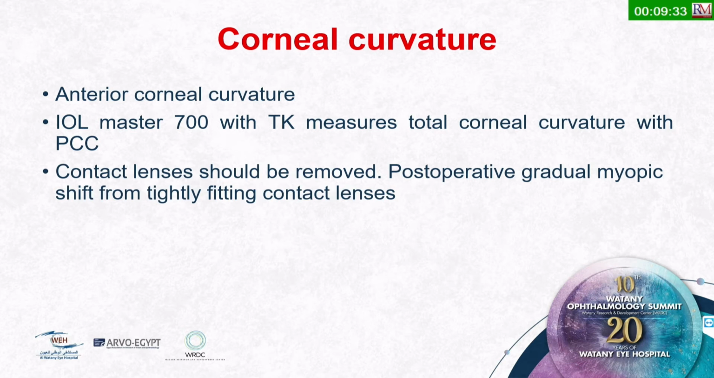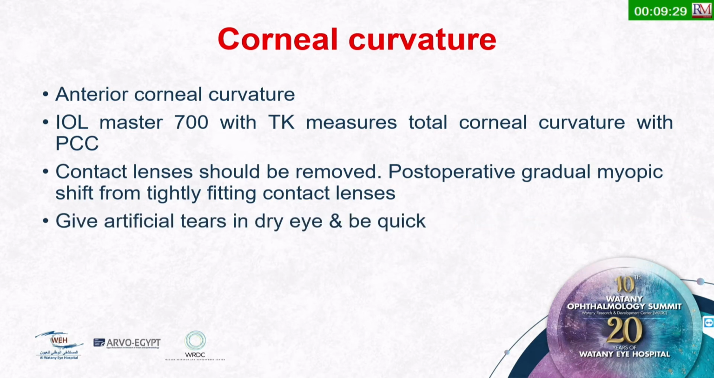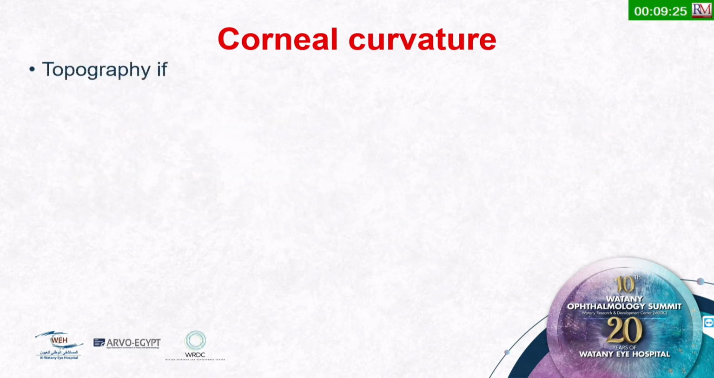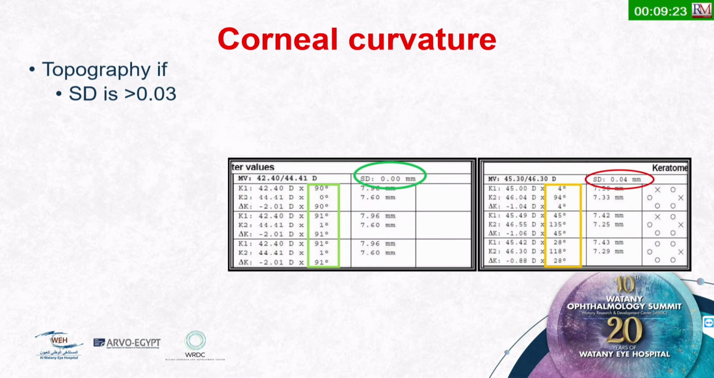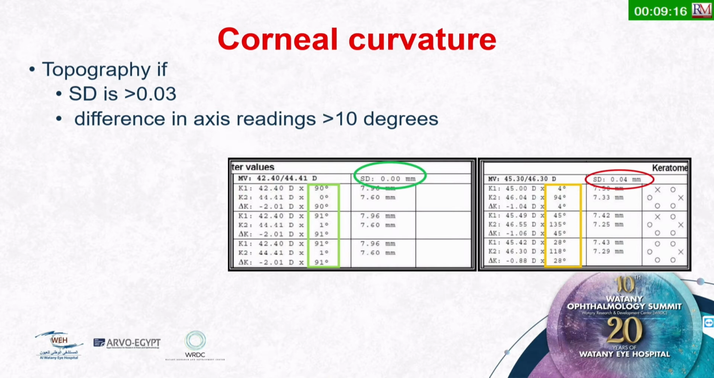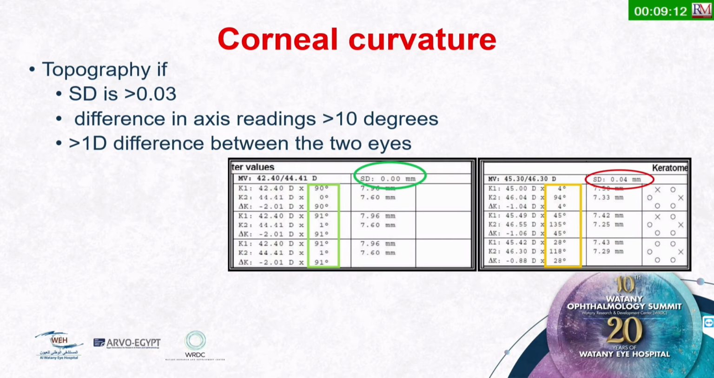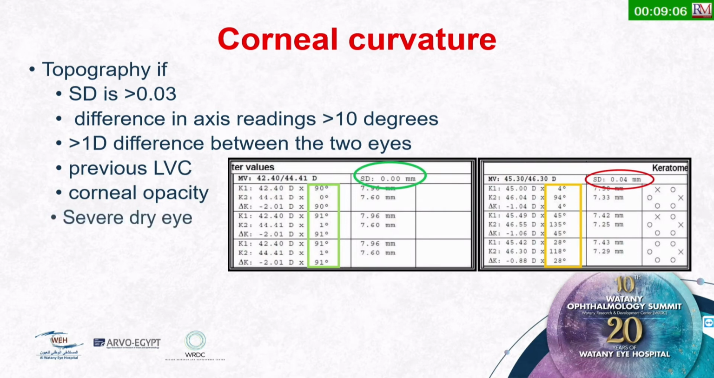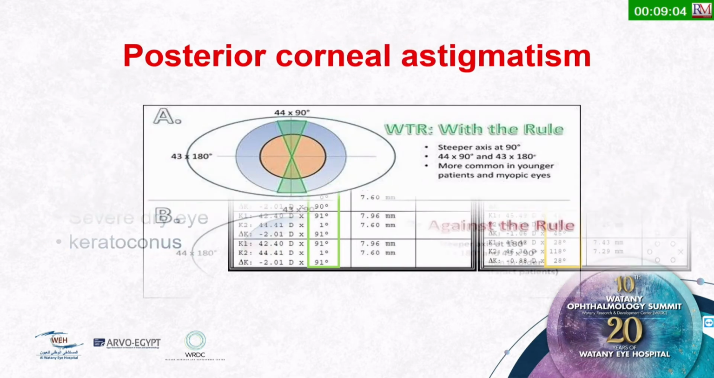I have to make sure that the patient takes off their contact lenses to avoid myopic shift, and I have to give artificial tears in very severe dry eye. So I use topography if the standard deviation is more than 0.03, if there's a difference in axis readings of more than 10 degrees as we see on the right here, diagrammed in yellow, and if there's a difference of more than 1 diopter between both eyes, if there is previous laser correction surgery, corneal opacity, severe dry eye, or keratoconus.